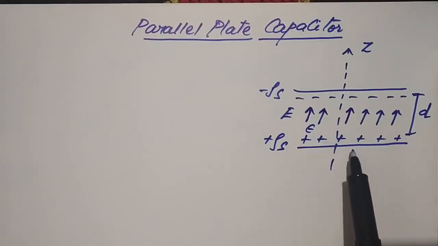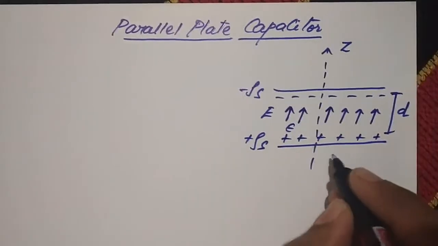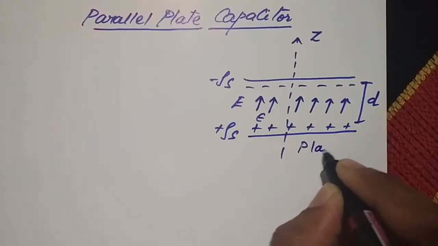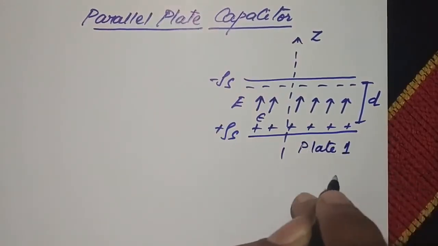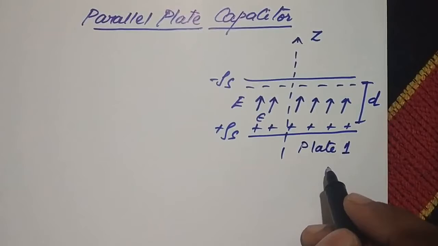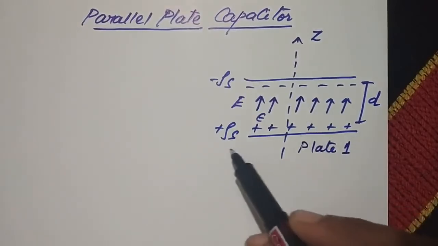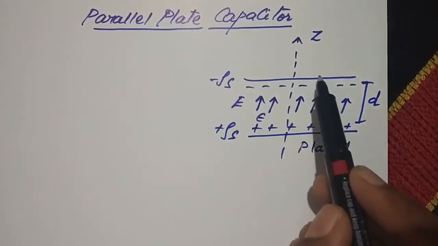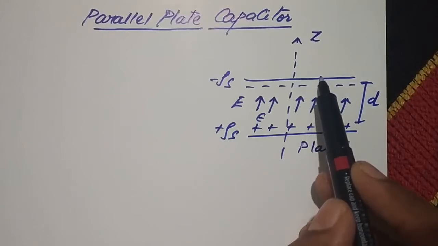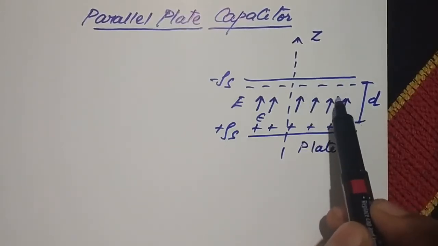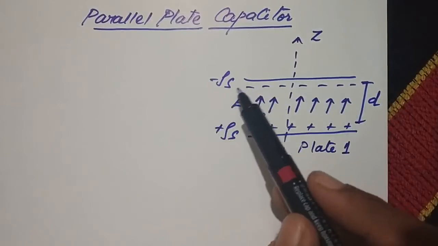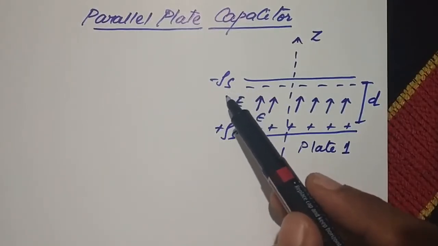The lower plate, plate 1, carries a positive charge that is distributed with the charge density of rho s, and the upper plate 2 carries a negative charge of the charge density minus rho s.